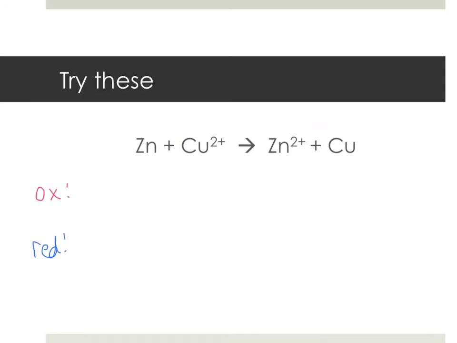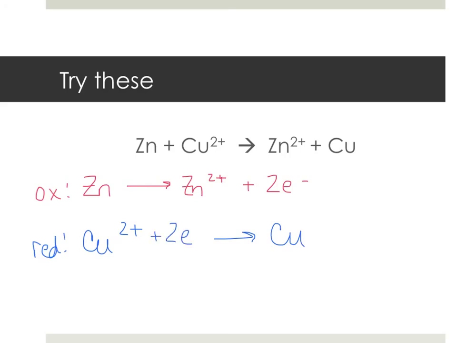Welcome back. In this case, we see that zinc went from Zn with a charge of 0 to Zn2+, which means it must have lost 2 electrons, making it the oxidation. Copper, on the other hand, went from Cu2+ to Cu0, meaning it must have gained 2 electrons and was reduced. Again, our electrons are products in the oxidation half reaction and reactants in the reduction half reaction.